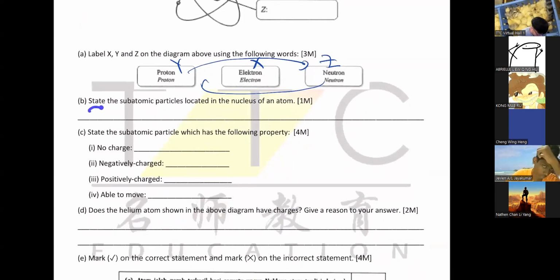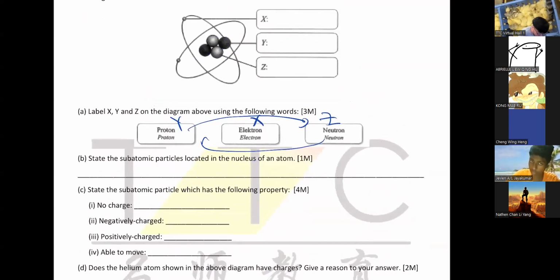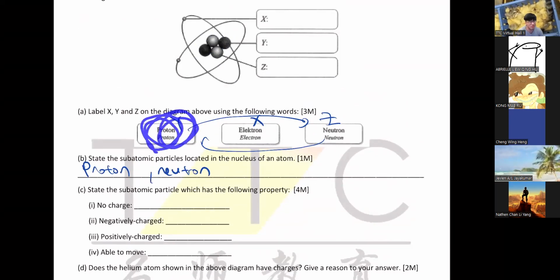Anyway, so B, state the subatomic particle located in the nucleus. So who's in the nucleus? The nucleus would be your proton and neutron. So now you see where we get our idea for our national car from? Proton. Why not you start a car called electron? That would be the coolest thing ever.